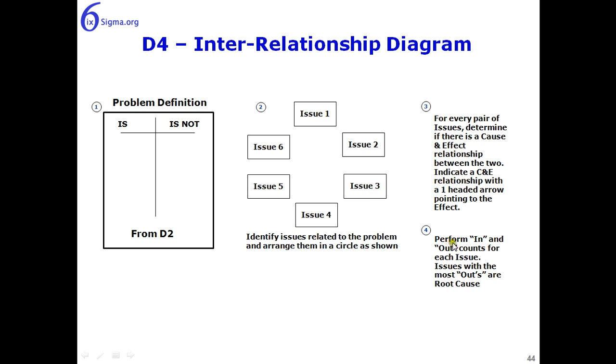And then the last thing I'm going to do is a count. So I'm going to look at all of the arrows that are pointing into a given issue and all of the arrows pointing out, and the issue with the most outs are my most likely root cause. So let's go over to Excel and have a look at how these play out.